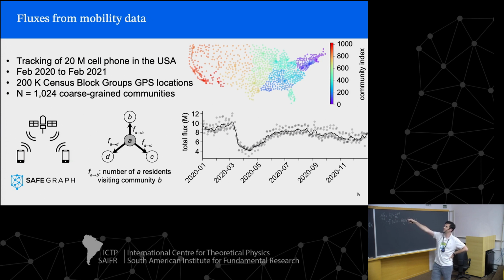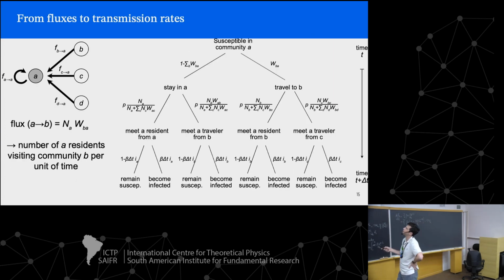So any idea what this dip could be here? It's in March 2020, so it was the onset of the pandemic. It's when the government said you have to stay home. And so people could not move anymore, so the flux collapsed, right? So, okay. All right.